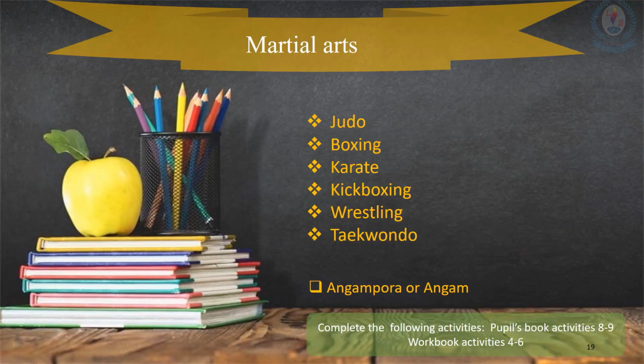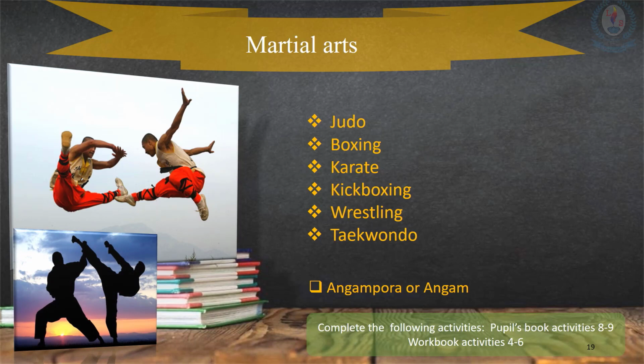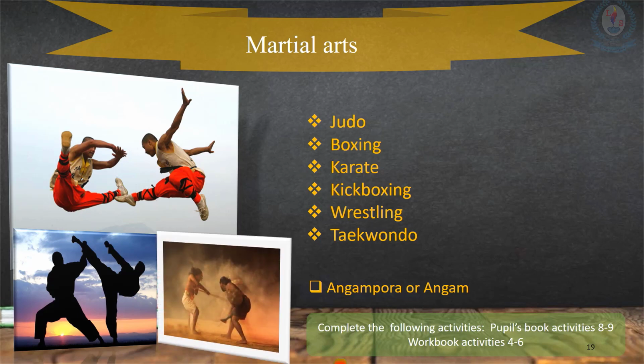Okay children, this is activity 8 in your PBS book, Martial Arts. A traditional form of art found among different nations in different styles. This is practiced for self-defense, mental and spiritual development, and sometimes for law enforcement. There are some forms of different types of martial arts you can see. And Angampora is known as the indigenous fighting art in Sri Lanka. So you can go through your activity 8 and gain knowledge about martial arts.